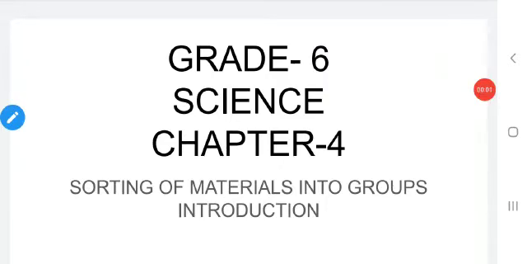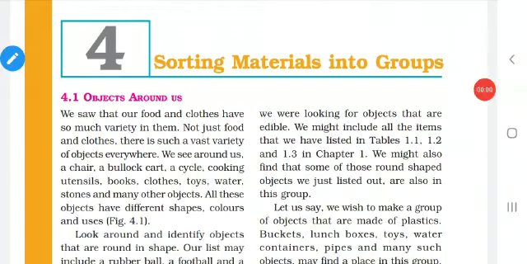Grade 6 Science Chapter 4 Sorting of Materials into Groups Introduction. Dear children of grade 6, welcome to the science class. In this class, we are going to start Chapter 4, Sorting Materials into Groups. Okay? So, what is the meaning of sorting? Sorting means separating. So, we are going to separate the materials into groups based upon their properties.